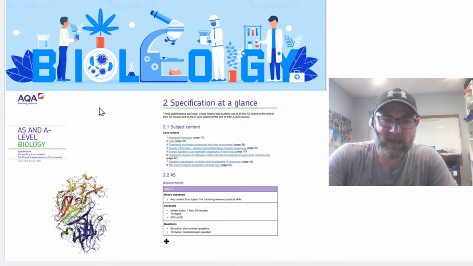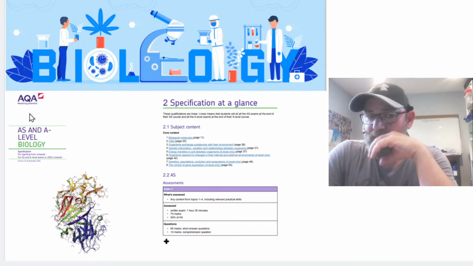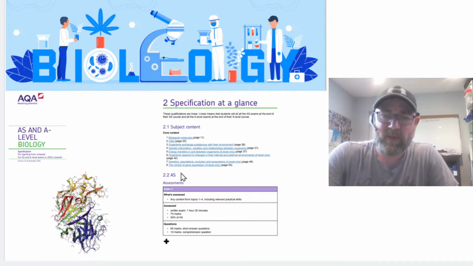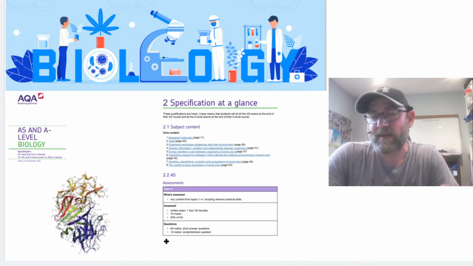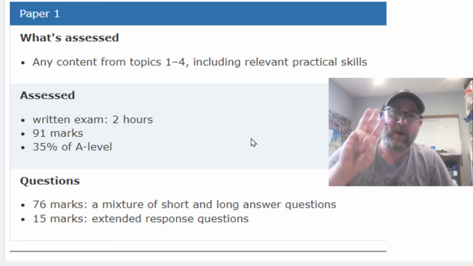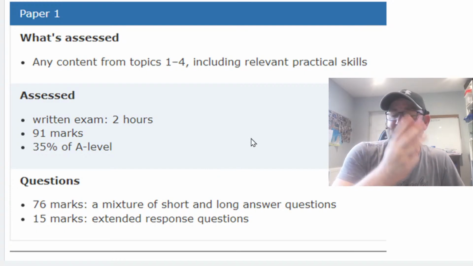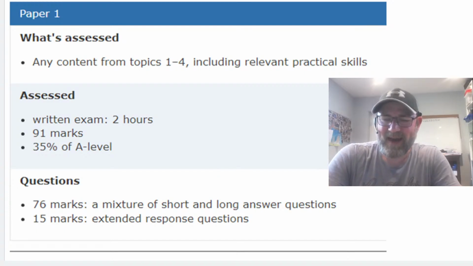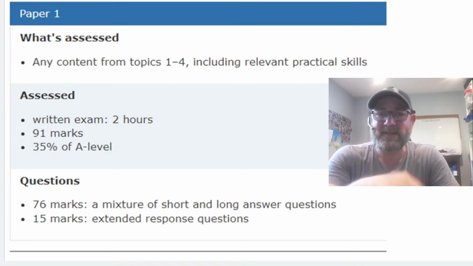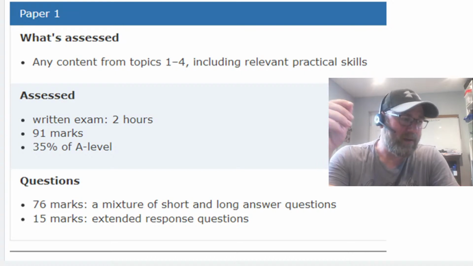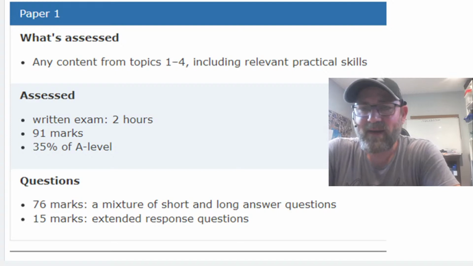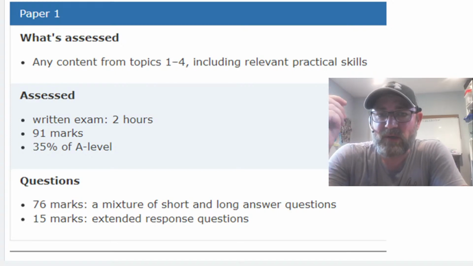All right, so as you can see here, you can go online and find your specification. It's a big fat document, but I'm going to take you through the most important bits of that specification. So AQA biology is split into 3 exam papers, and of those 3 exam papers, you've got paper 1, paper 2, and paper 3.